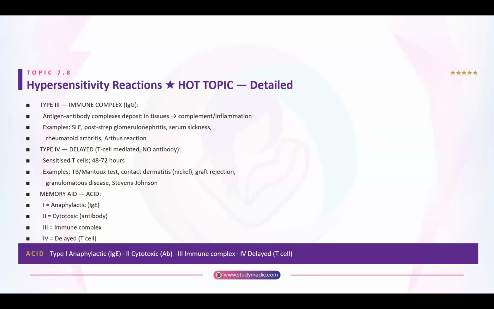Now, what are the key things you need to remember in your exam? They can either give you an example and ask what type of hypersensitivity it is, or they can give you the classification or the definition of the hypersensitivity, and they can ask you for examples. Now, how are you going to remember this? One is your anaphylactic, two is your cytotoxic antibody mediated, three is your immune complex, and four is your delayed T cells. This is about your hypersensitivity reaction.